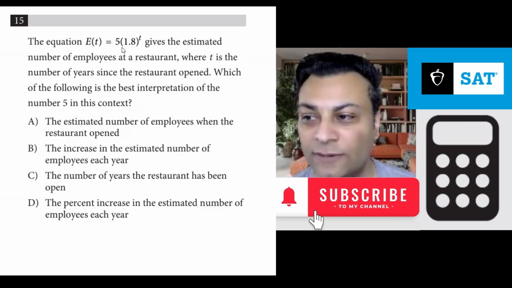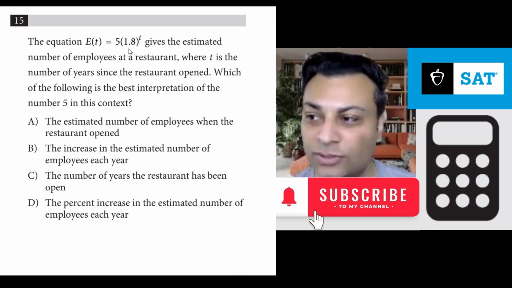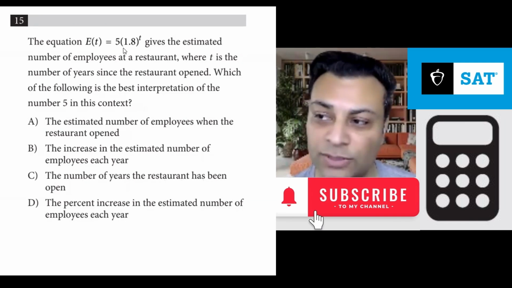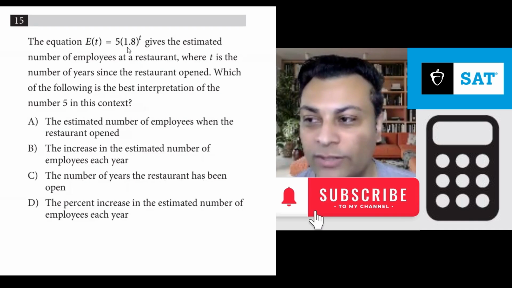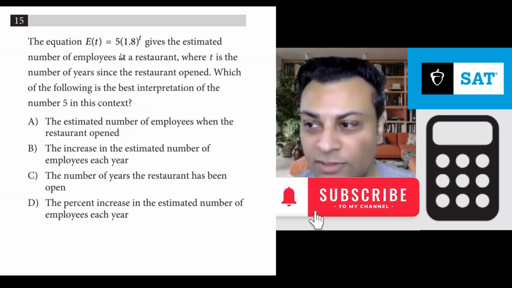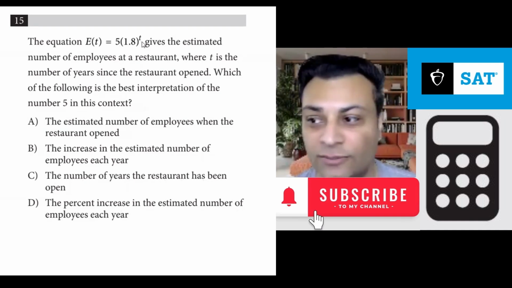Now, these kinds of functions, these are exponential functions. This is an exponential growth function because this is more than 1. So, one way to interpret what the 5 is to say, well, what happens when t is 0?